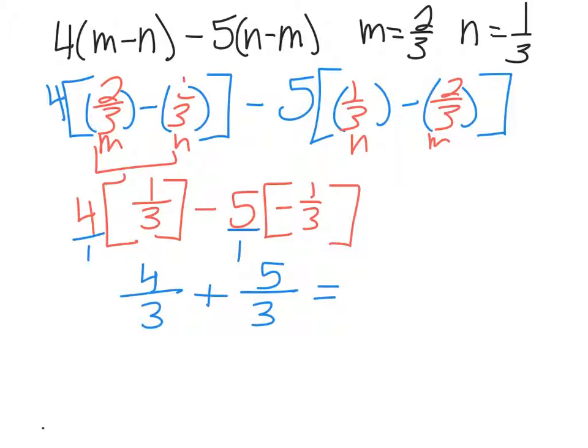And when I add fractions, I add the numerators and keep the denominators. 9 divided by 3 is 3 for my final answer.